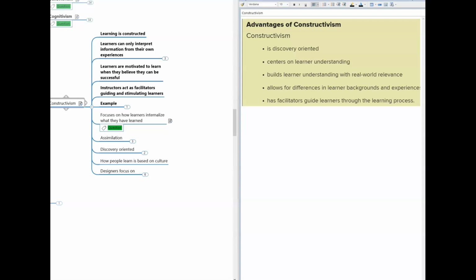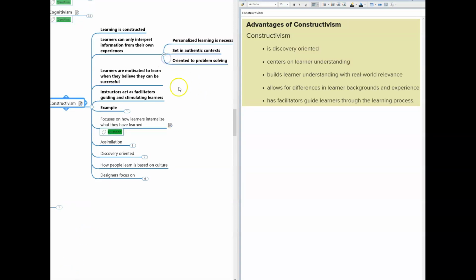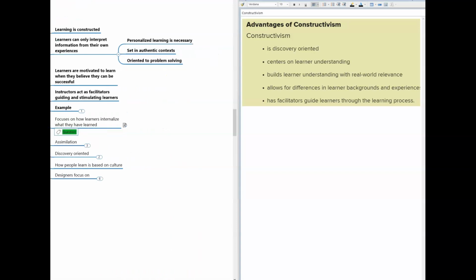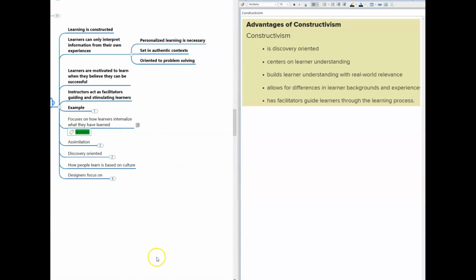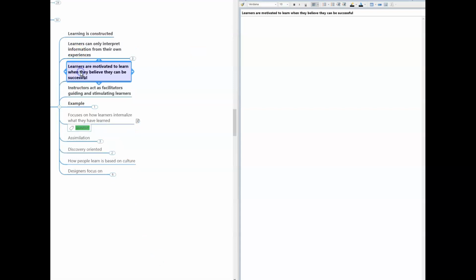In constructivism, learning is constructed. Learners can only interpret information from their own experiences. So personalized learning is necessary. It needs to be set in authentic context, and is oriented to problem solving. Learners are motivated to learn when they believe they can be successful. Instructors act as facilitators, guiding and stimulating learning.